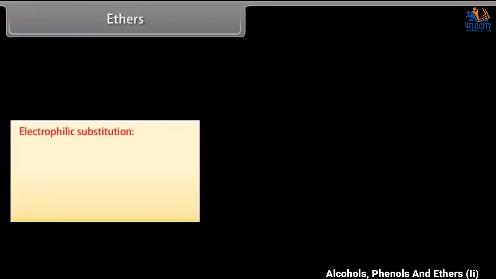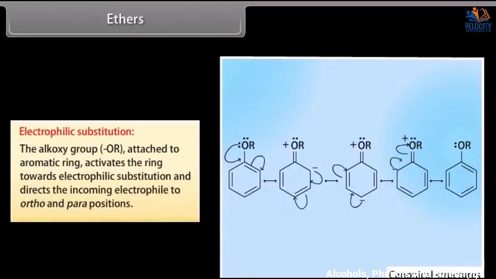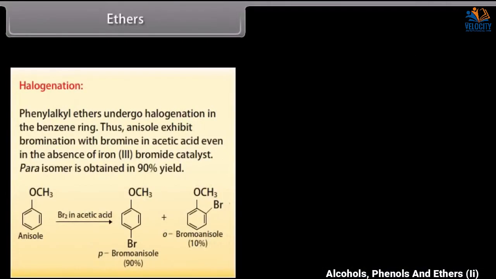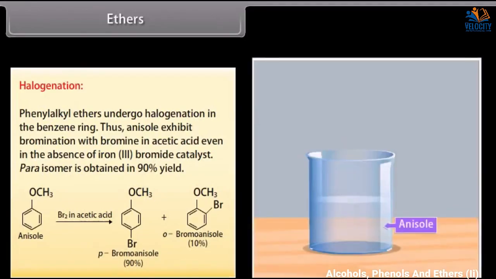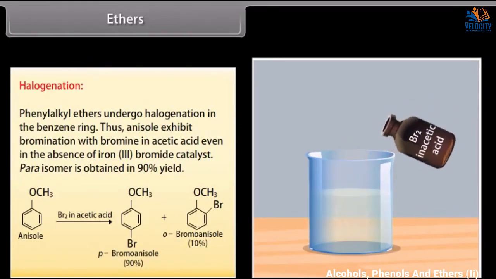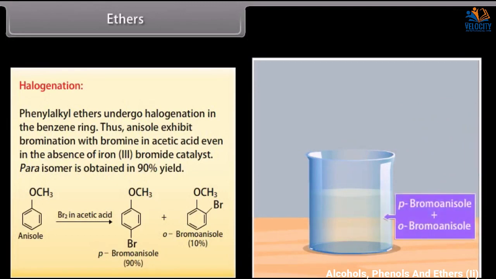Electrophilic substitution. The alkoxy group attached to the aromatic ring activates the ring towards electrophilic substitution and directs the incoming electrophile to ortho and para positions. Halogenation. Phenyl alkyl ethers undergo halogenation in the benzene ring. Thus, anisole undergoes bromination with bromine in acetic acid even in the absence of iron(III) bromide catalyst. The para isomer is obtained in 90% yield.